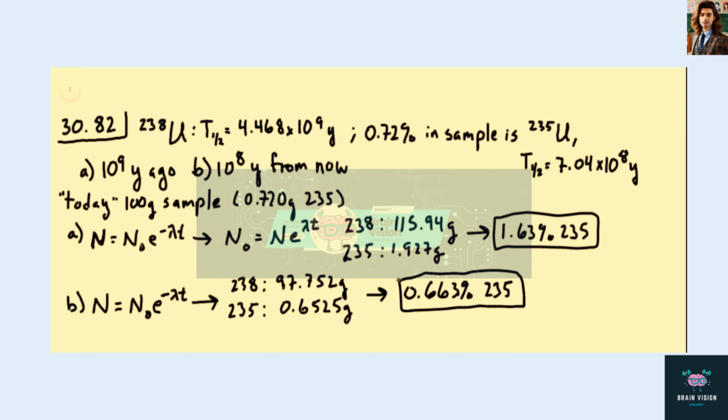Obviously, all of the uranium that has decayed since the sample was a billion years old, and then 100 million years into the future, there's going to be other atoms in there. But out of the uranium in the sample, it's going to go from 1.63% uranium-235 a billion years ago, to 0.72% uranium-235 out of the total uranium today, and then 0.663% in 100 million years.